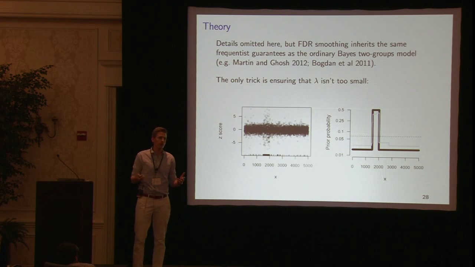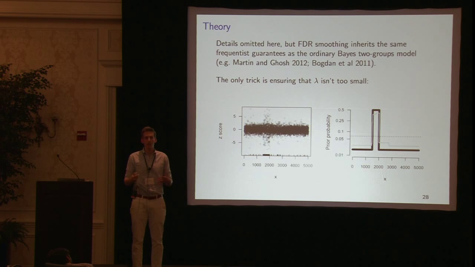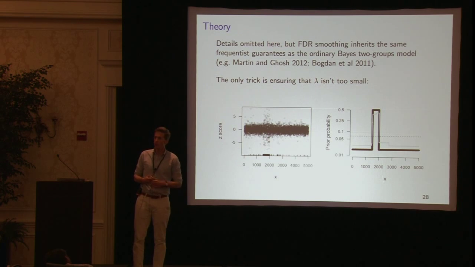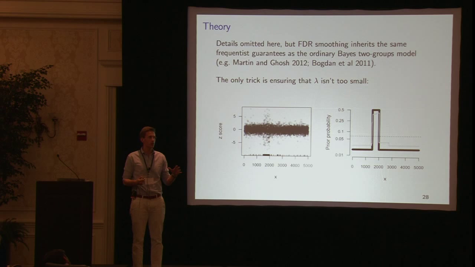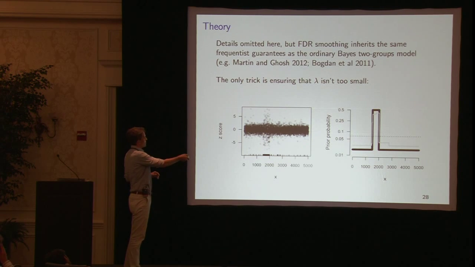And at lambda equals infinity, what you reproduce is exactly Efron's model, the classical two groups model, with a single prior inclusion probability for all test statistics. And then here is the truth as a function of the location on this one-dimensional chain graph.